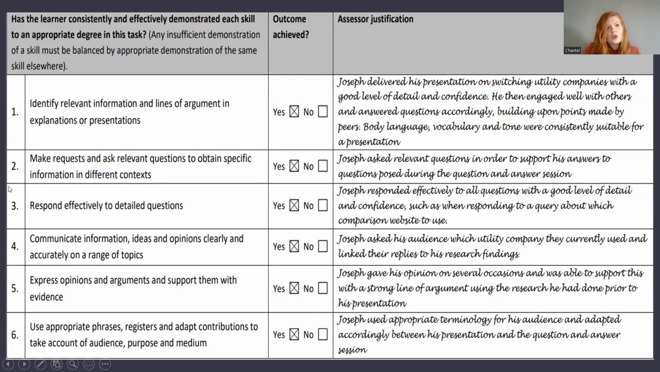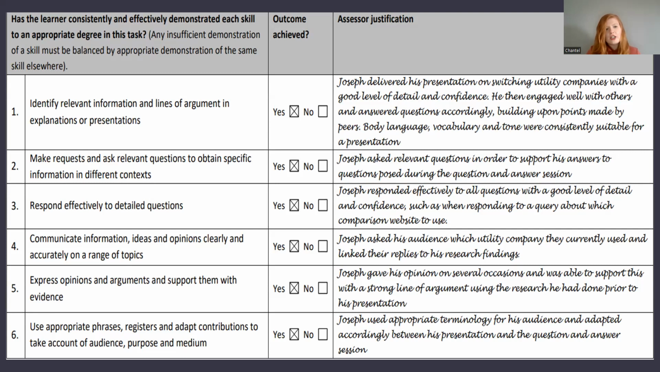So these numbers 1, 2, 3, 4, 5, and 6, those are the points we will look for. Identifying relevant information and lines of arguments. Okay, so just making sure that all of your information in your main topic and subtopics are relevant to what you're talking about. When you are taking part in the Q&A session afterwards, just asking some relevant questions to obtain some specific information from your peers, making sure that you are responding effectively to those questions when you are being asked, communicating any information, ideas, and opinions clearly and accurately on your range of subtopics throughout your presentation.